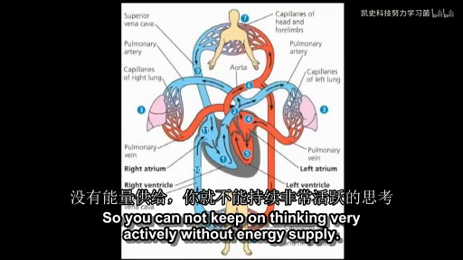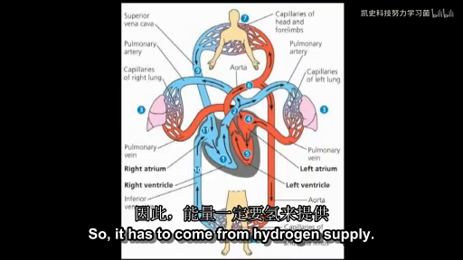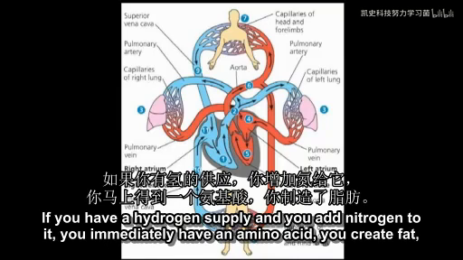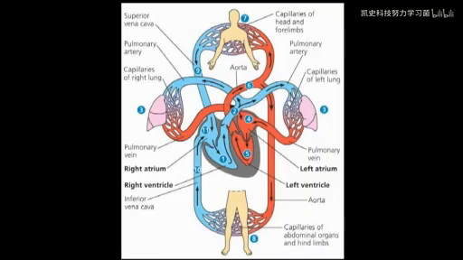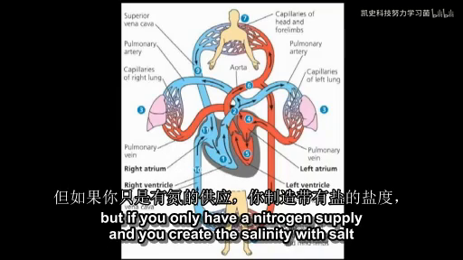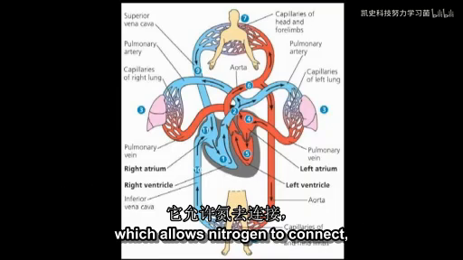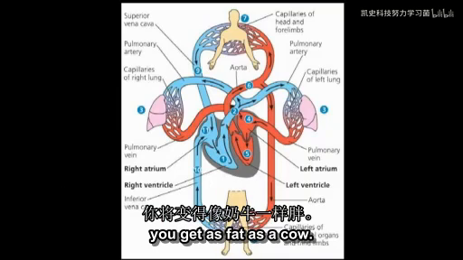So you cannot keep on thinking very actively if you have no energy, no supply. So it has to come from a hydrogen supply. And if you have a hydrogen supply and you add a nitrogen to it, you immediately have an amino acid, you create fat. But if you have only a nitrogen supply, or let's say you have a hydrogen and a carbon supply, and you create the salinity with a salt, which in that condition allows the nitrogen to connect, voila, you get as fat as a cow.